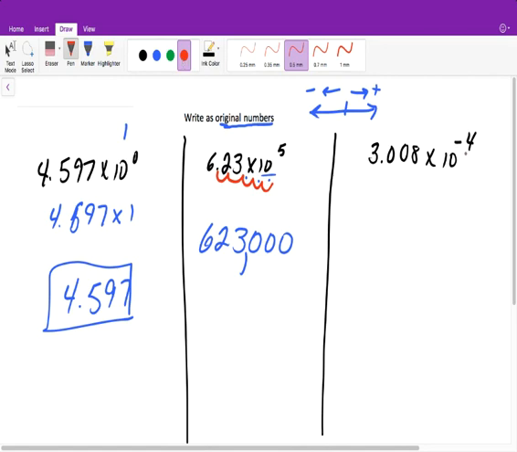All right, here we need to move it 4 decimal places to the left, so it's 1, 2, 3, 4. So then our number would be 0 point, and then we have 1, 2, 3, 0. So 1, 2, 3, and then 3, 0, 0, 8. So that would be our value there.